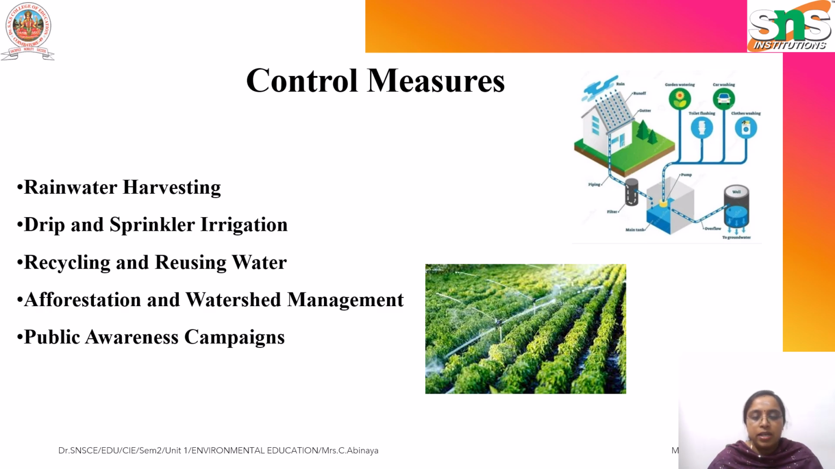Drip and sprinkler irrigation. So traditional irrigation methods waste a lot of water. Drip irrigation delivers the water directly to the roots of the plants in drops. So it is highly efficient. Sprinkler systems spray the water evenly across the field, minimizing the runoff and evaporation. So these methods are best suited for regions with limited water supply, and we can improve the productivity of crops also.